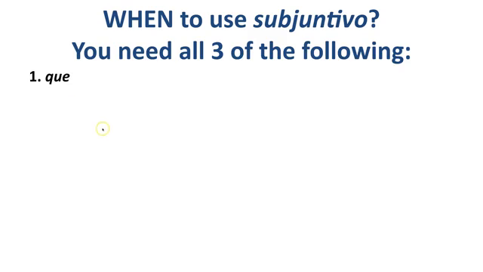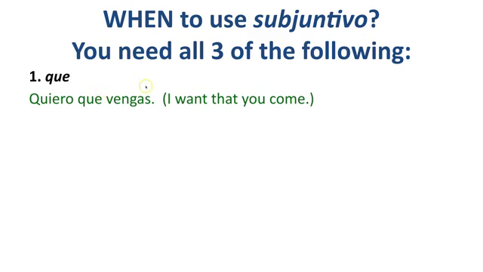An example might be something like, quiero que vengas. Literally, I want that you come. I know we don't talk that way in English, but this is a way of breaking down subjunctive so that it is more logical to a native speaker of English. So you have to have que.